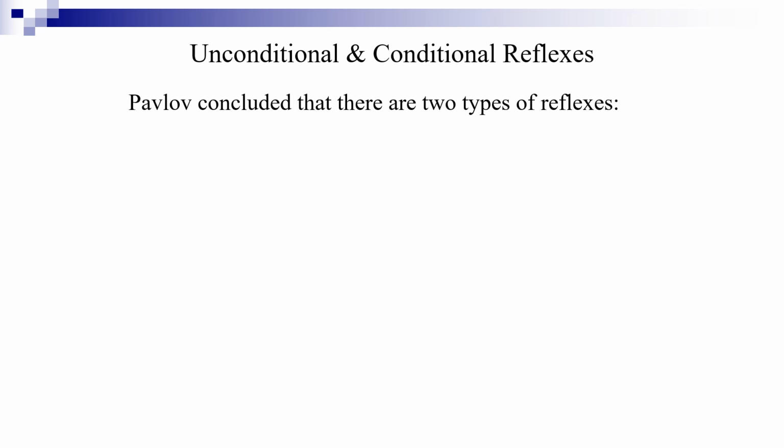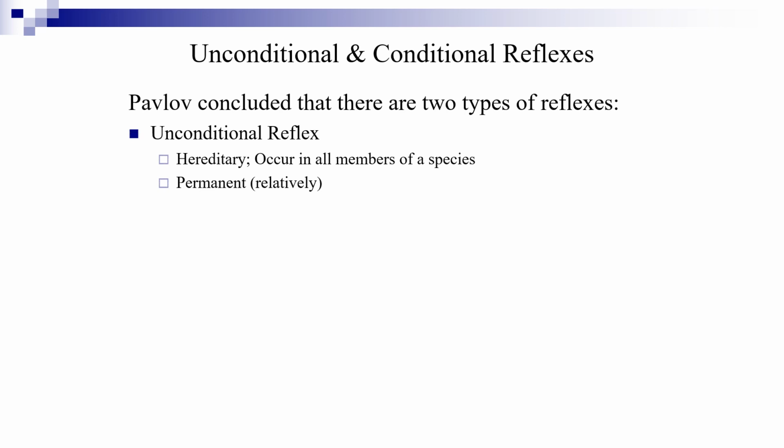Through Pavlov's work that we just saw, he determined that there were two types of reflexes. The first of which is unconditional reflexes. These are ones that are mostly hereditary, so they occur in all members of a species, and these are relatively permanent. For example, if you were to touch something hot, you would innately jerk back. You don't need to learn that, that's just something you do innately. This would be an unconditional reflex.